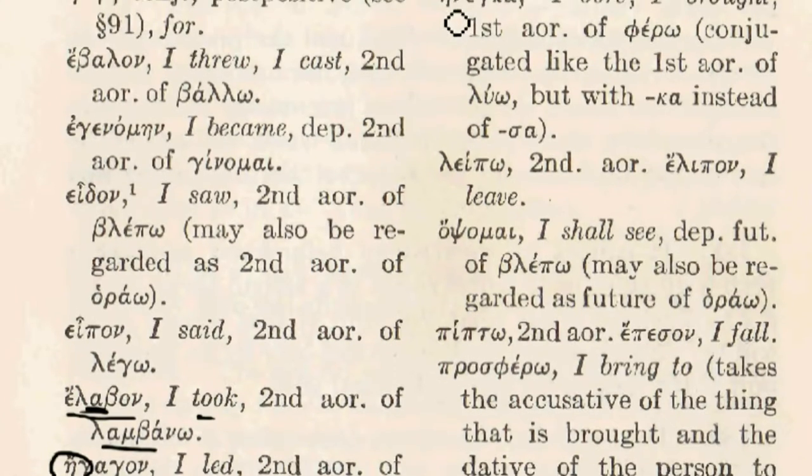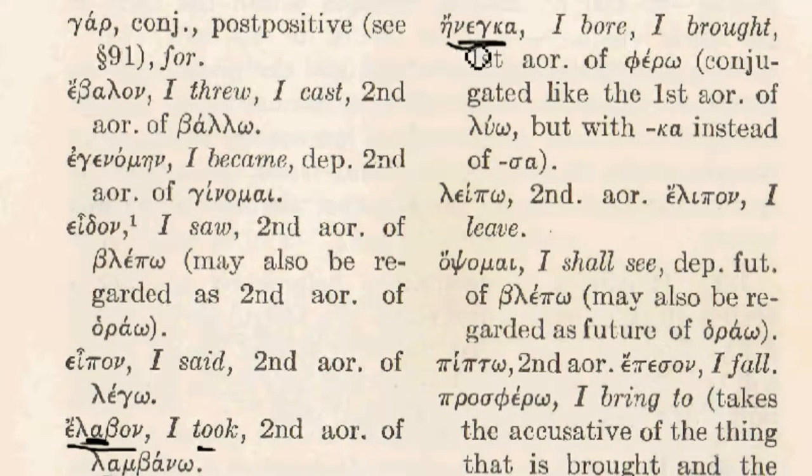Enegka, once again, quite irregular in terms of the way that the stem is being formed. This is from phero, I bear or I bring. So enegka is I brought. But please notice here the alpha tells us that the endings are not going to be second aorist, but first aorist. It's going to be enegka, enegkas, enegke, enegkamen. It's irregular because we don't have the sigma, which is typically present in the first aorist, but nevertheless the endings themselves are first aorist endings.